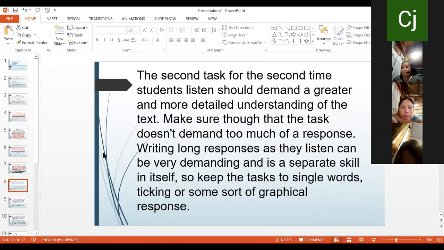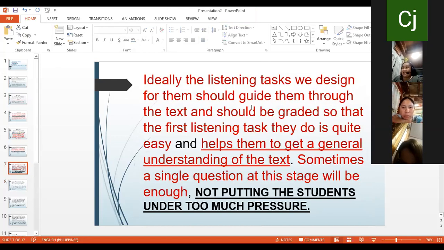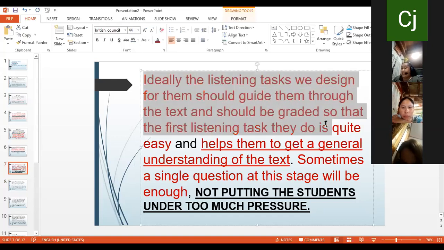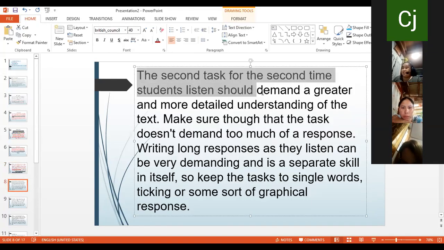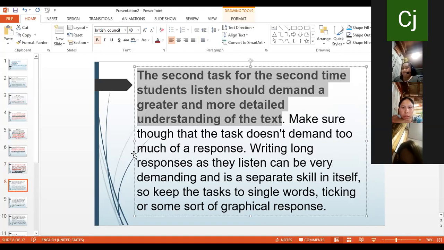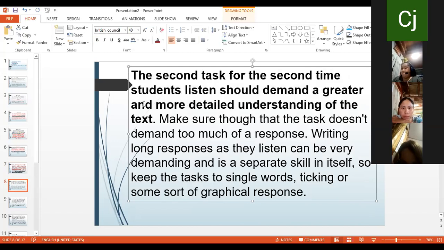Next. The second task for the second time student listen, second time na, kanina first time ha, please remember that you should demand a what? Dito sa first task, ano yun siya? Ideally, listening task we decide should what? Just guide them. Eto siya. The second task of the second should be greater and more detailed understanding of the text. Yung dapat mas lalim na. Make sure that the task doesn't demand too much response.